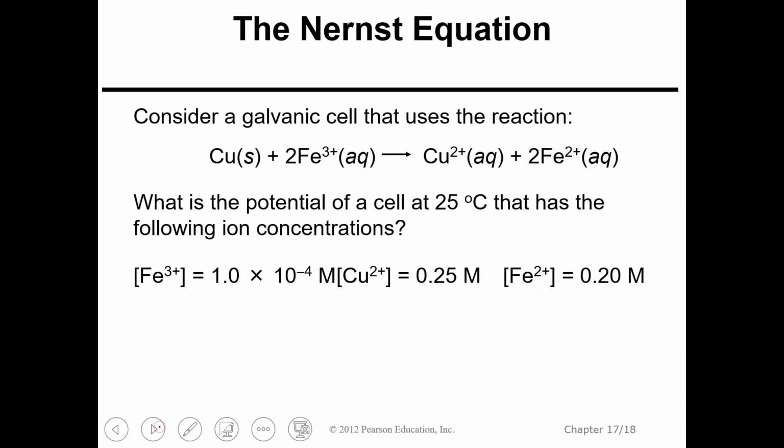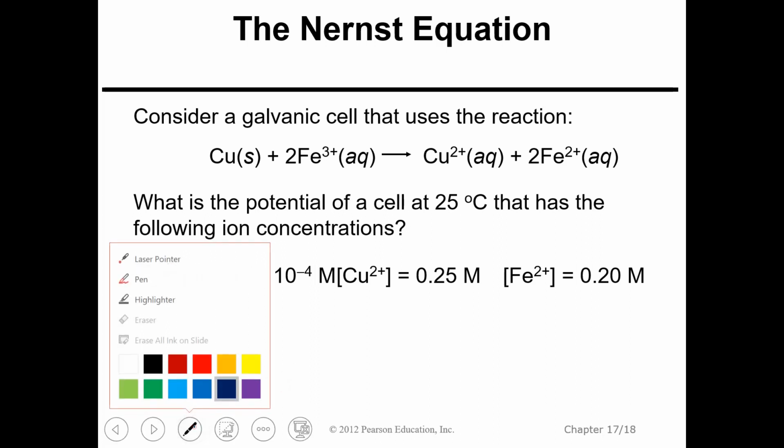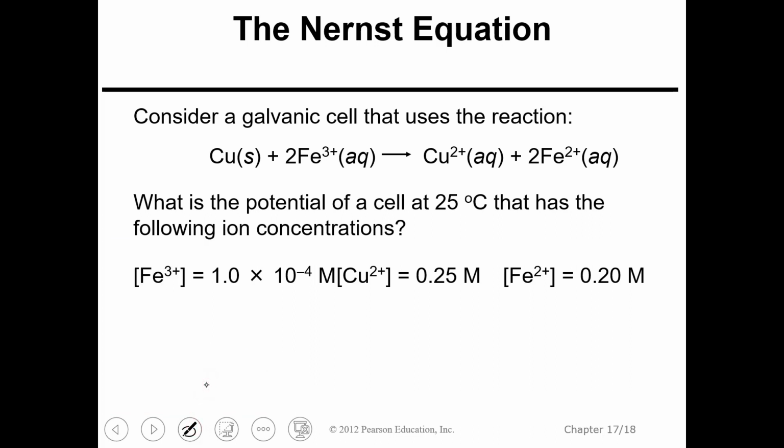So let's take a look at an example where we would use this equation. We want to look at a galvanic cell that uses the reaction copper plus iron 3 positive gives us copper 2 positive plus 2 iron 2 positive. What is the potential of a cell at 25 degrees Celsius that has the following ion concentrations? And we're given the concentrations of iron 3 positive, copper 2 positive, and iron 2 positive.